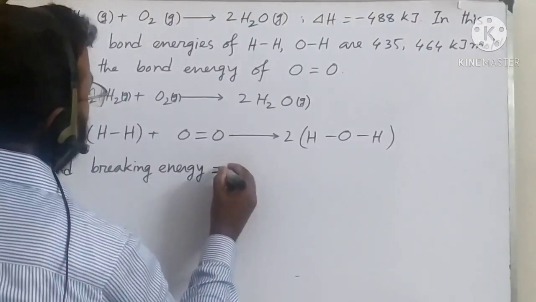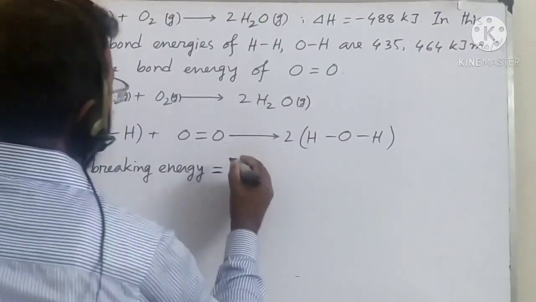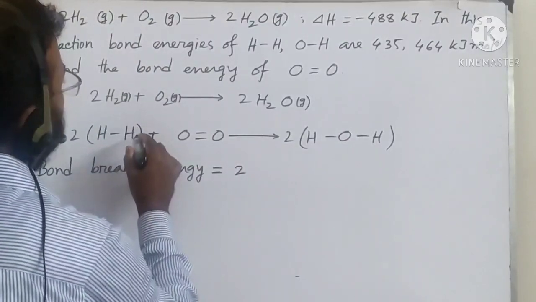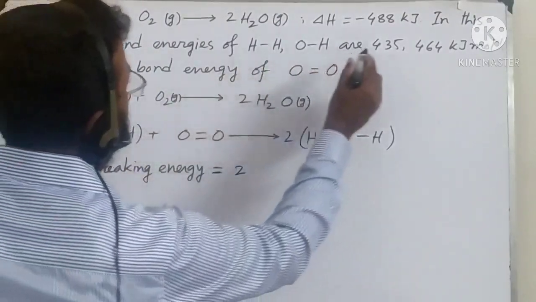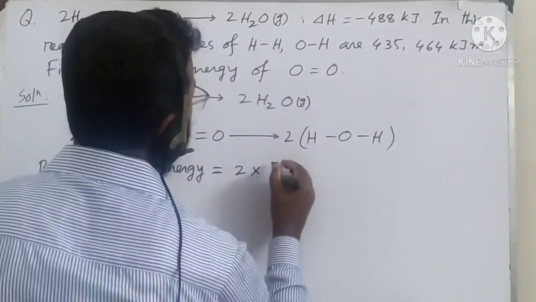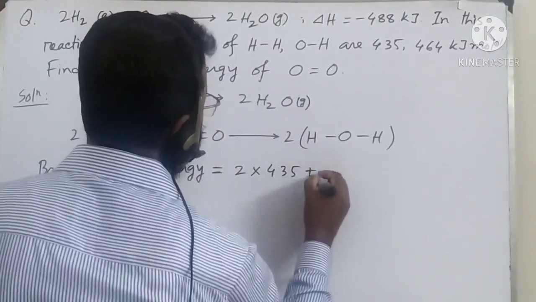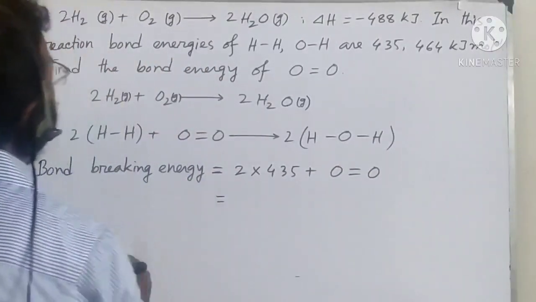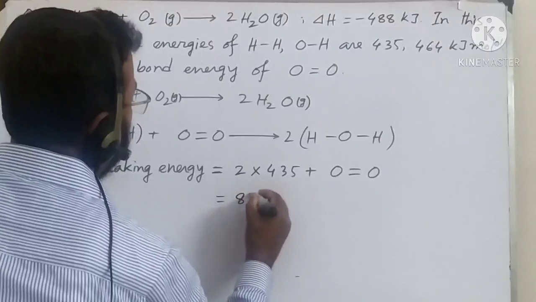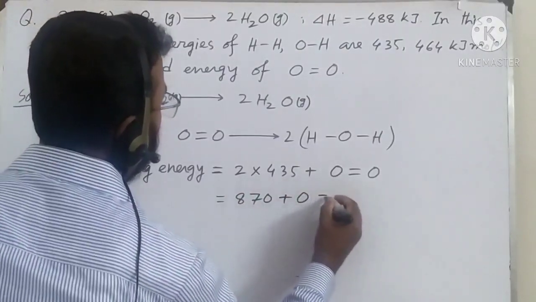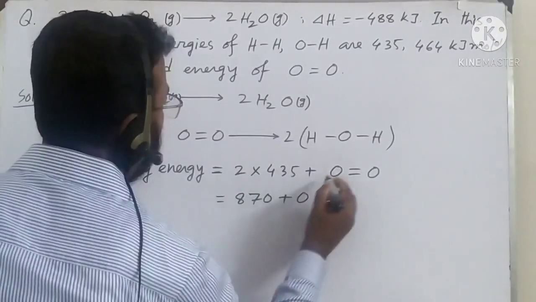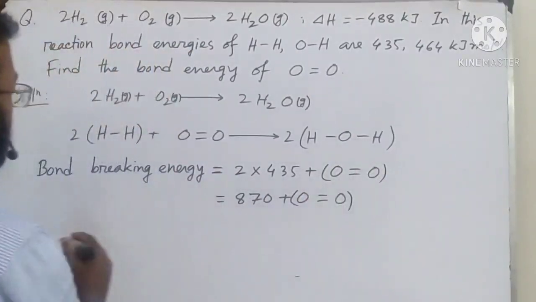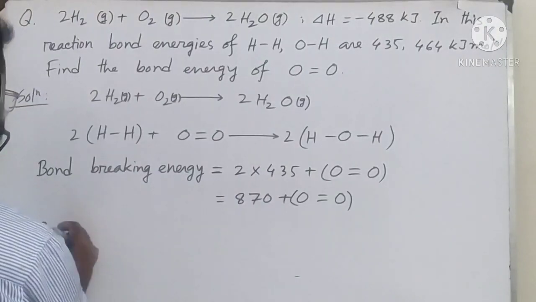Equal. So it will be 2 hydrogen bonds. Everybody see that it is 435. So 2 into 435 plus oxygen double bond oxygen. So now it will be 870 plus oxygen double bond oxygen. We can use a bracket here. Okay, now bond forming energy.